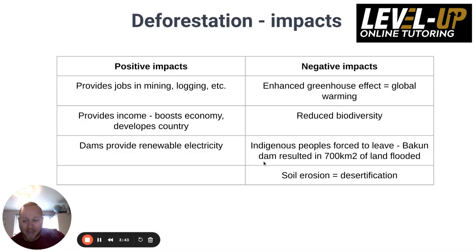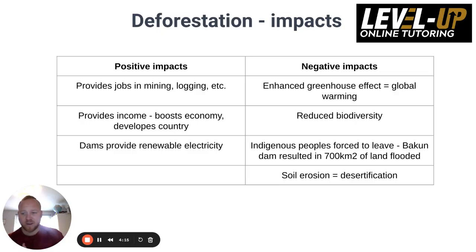When that particular dam was built, the Bakun Dam, it resulted in 700 square kilometers of land flooded. Okay, that's trees destroyed, animals destroyed, people being forced to leave their home. And finally, soil erosion. When you remove the trees, the roots aren't there to bind the soil, keep it together. So when it rains, that surface runoff washes the nutrients away, and it basically turns the soil into sand. Okay, and that's leading to desertification, the spreading of deserts.